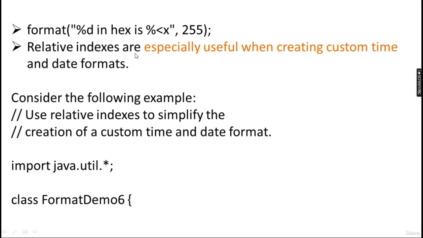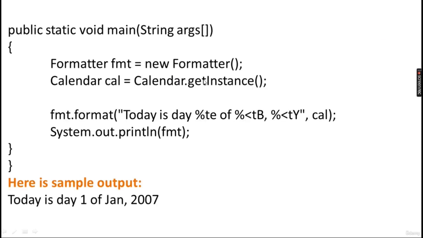Now we will see one example, because relative indexes are especially useful when creating custom time and date formats. So a Formatter object is created, and a Calendar object is also created. %te of %<tB, %<tY. Okay. So the output is: today is day 1 of January, 2007. So for formatting time and date formats, these relative indexes < are used. The same calendar object is used over here. It is not given 1, 2, and 3 times. It is given only once.